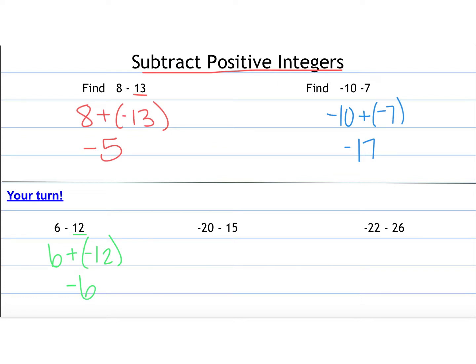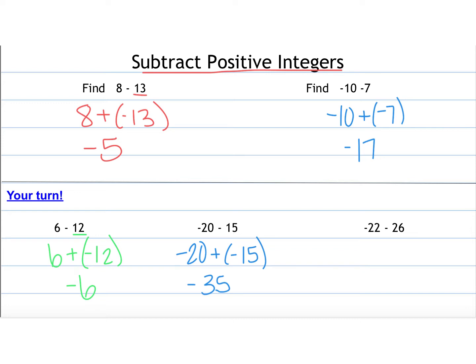Next one, -20 minus 15. We have 20 negatives. We're trying to take away more negatives. Keep the first number the same. Change from subtraction to addition. Take the opposite of the second number. It was a positive 15, so now we're going to make it a -15. Both numbers are negative, so we add them together. 20 plus 15 is 35. And since they're both negative, our answer is going to be negative.